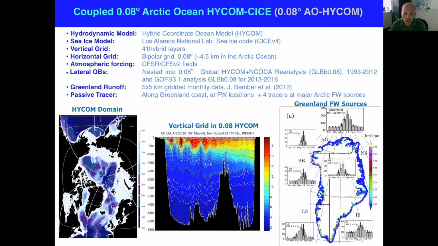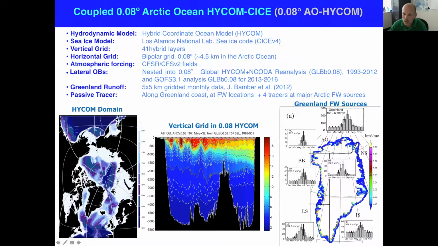So today I'm going to talk about only one model, the one that I ran. This is the coupled 0.08 degree Arctic Ocean HYCOM sea ice model. This gives us a resolution of about 4.5 kilometers in the Arctic Ocean and about 7 kilometers in the North Atlantic. So here is the HYCOM domain, here is the vertical grid. The vertical grid is hybrid, so it includes isopycnals, Z levels and sigma levels.